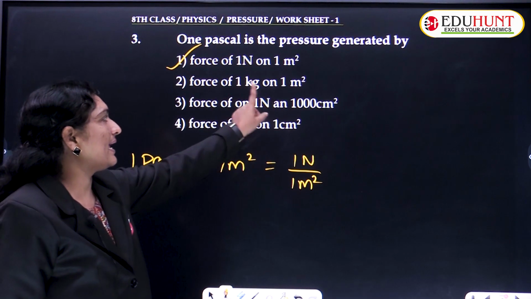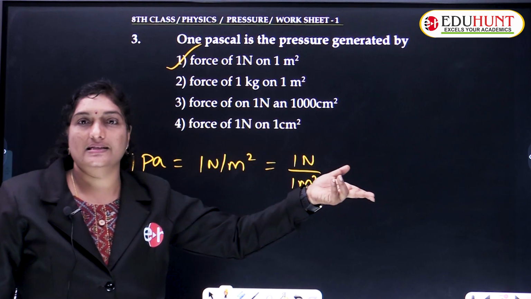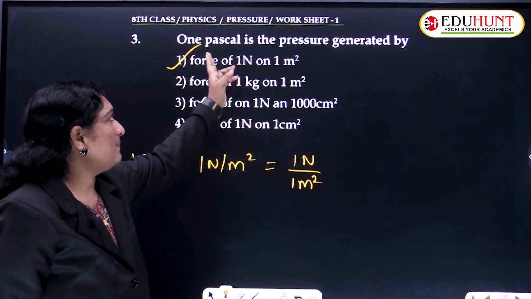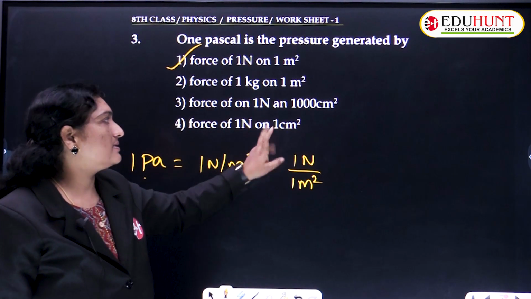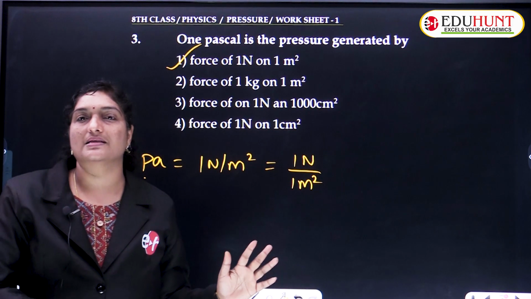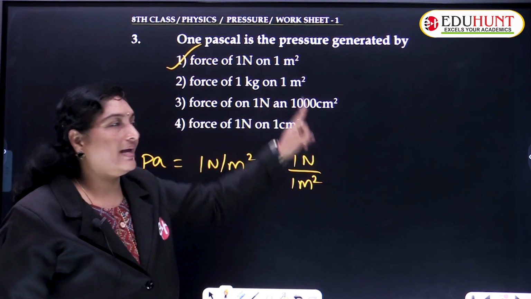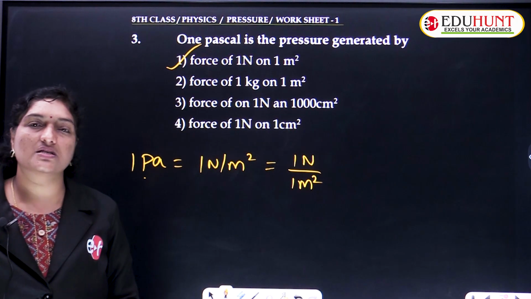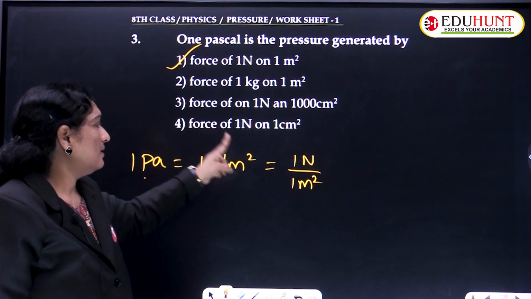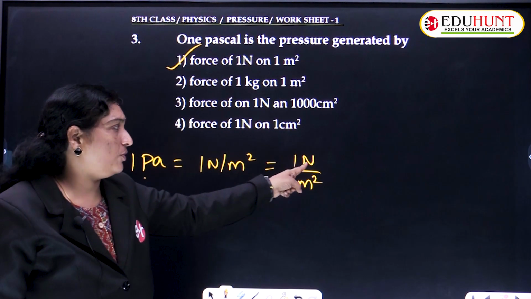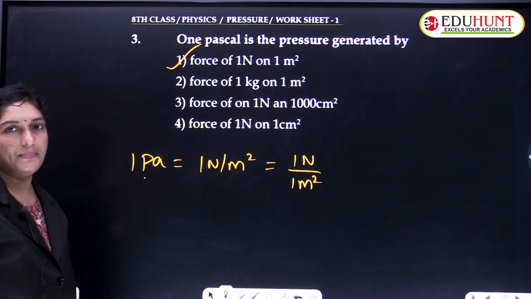It has nothing to do with kg or centimeter square. Centimeter is a CGS unit, while Pascal is the SI unit. You should not define it in a mix of SI and CGS; everything must be in the same unit. So let us take everything in SI units only. What is the correct option, children? The first option is true: 1 Pascal is the pressure generated by a force of 1 Newton acting on an area of 1 meter square.